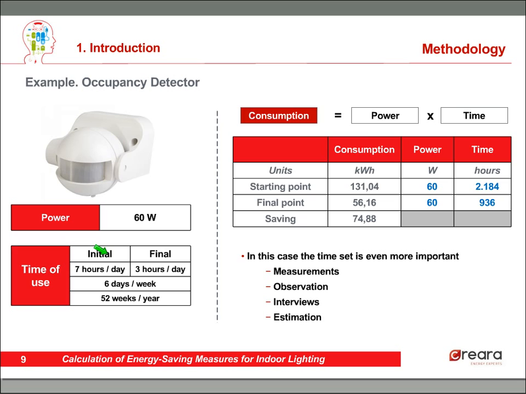But in the final point, we have this same 60 watts, but only 936 hours. This is 3 hours a day times 6 days a week times 52 weeks a year. So the final point consumption is 56.616, and the saving is 74.88. Okay, in this case, the time set is even more important because we have to set 2 times, the time before the occupancy detector and the time after the occupancy detector. So we usually set this time by measurements, by observation during the data collection, by interviews, or by estimation.